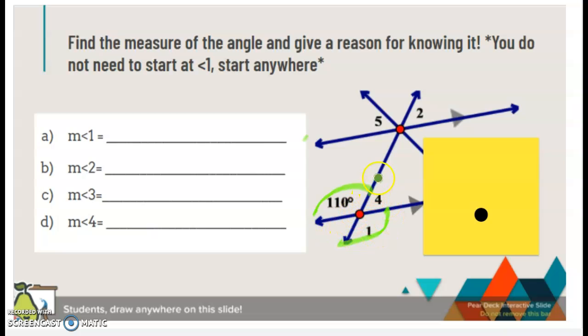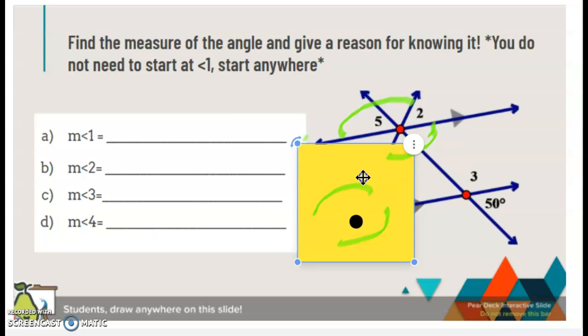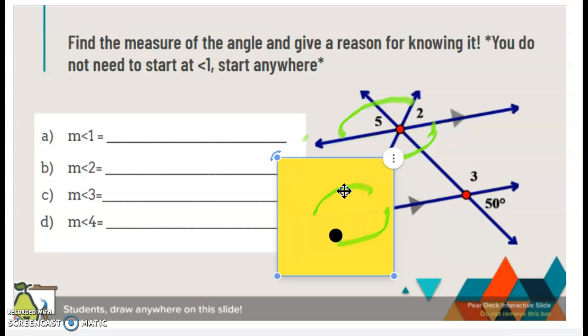Okay, now as I move up the transversal, if this line wasn't here, this would be one continuous angle, and so would this one on the other side vertical to it. So I know that these combined are going to be 110. If I switch that and maybe think about covering up this one or go along the next transversal, I need to have a new color.